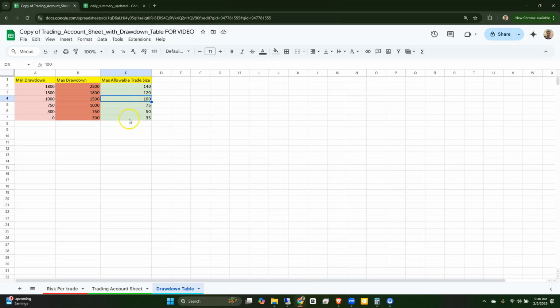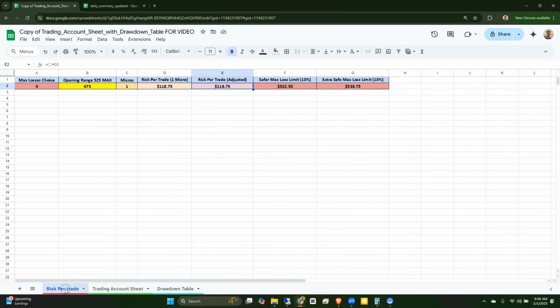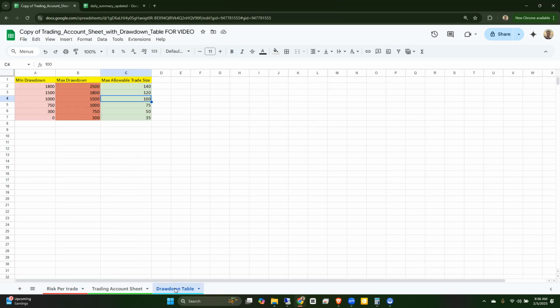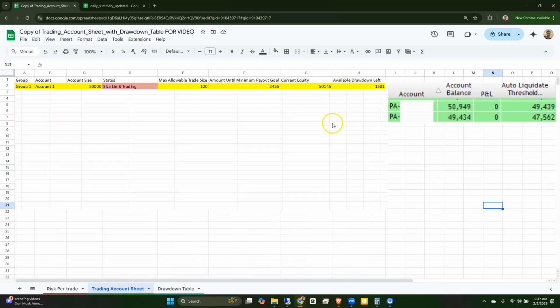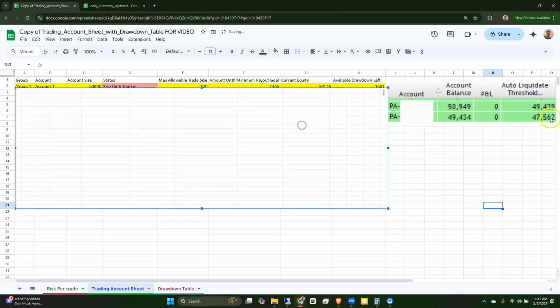If I have somewhere between $1,500 and $1,000 worth of drawdown left, I'm allowed to trade up to $100, and so on. So if we go back to this hypothetical day, a 475 tick opening range, definitely only using 1 micro, that's $118.75. What table should I be using? If I have $1,000 to $1,500 worth of drawdown left, I have to be only risking $100 per trade. Let's use that example and go to our account trading sheet, which I have blocked off for now. Here's an example of a couple accounts.